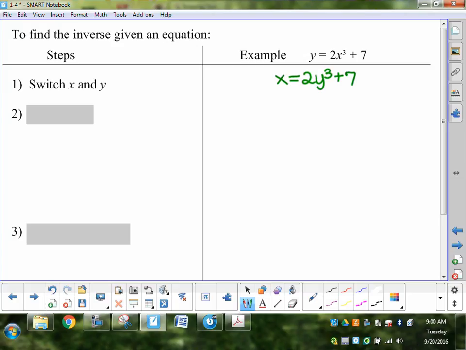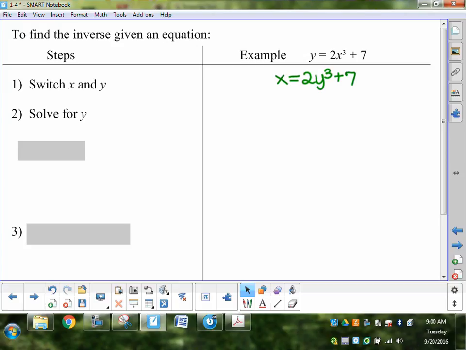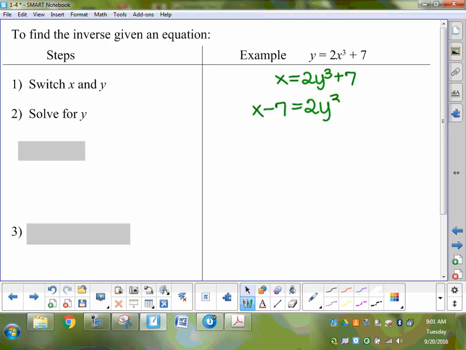Joyce, what did you have down? So what would you do if you want to get the y alone in that? Nope. Take care of what's furthest away first. Subtract the 7. So I'm going to have x minus 7 equals 2y cubed. What happens next from here? So what do you do next? So I've got x minus 7 over 2 is equal to y to the third.